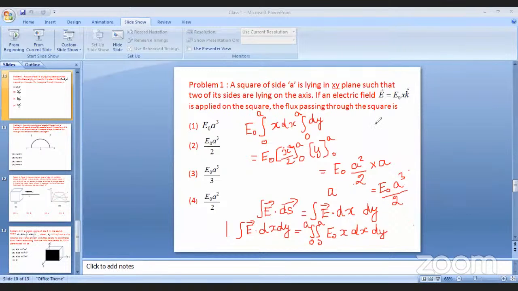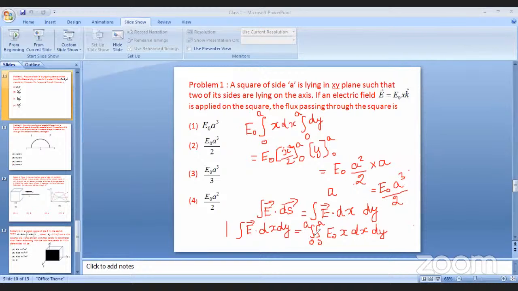This is how you need to find out the flux passing through the square. You have a square lying in the xy plane, with its two sides lying on the axes. If you apply the electric field vector E equal to E naught x k cap on the square and need to calculate the flux passing through it, you have to apply E dot dS. Whenever you want to find out the electric flux, you apply this equation, E dot dS, that is E dot dx dy.